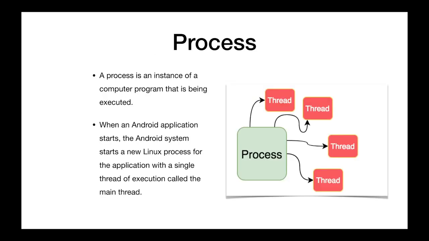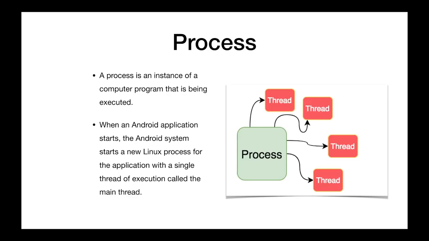For understanding and building a model for the multi-threaded problem statement that we just encountered, we need to understand two important things: process and thread. A process is an instance of a computer program that is being executed. So a program that is running is a process. One Android application is a process. So WhatsApp is a process, Facebook is a process, and so on.